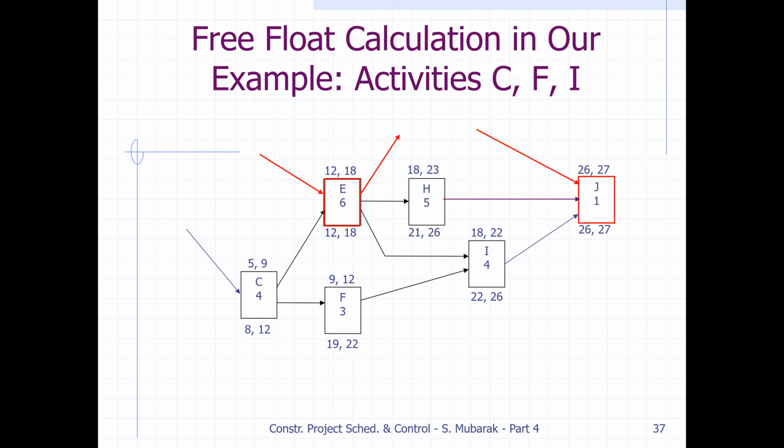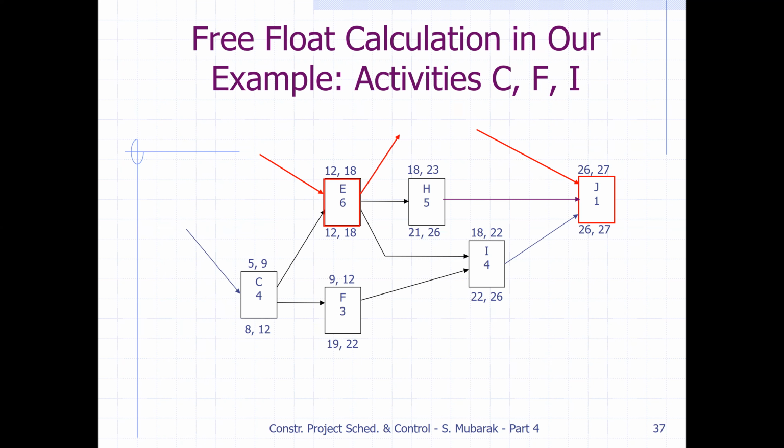Now find the free float for activities C, F, and I. For C, we see here 12 and here 9, so 9 minus 9 is 0. For F, we have to see the successor activity: 18 minus 12 is 6. So 6 will be the free float for F. For I, the next activity gives 26 minus 22, so 4 will be the free float for activity I.